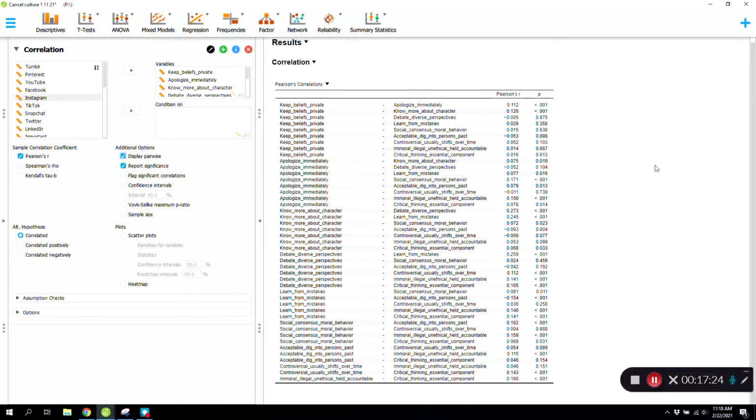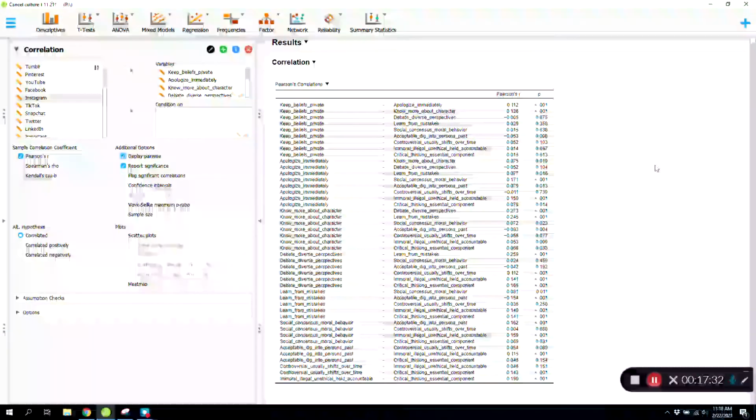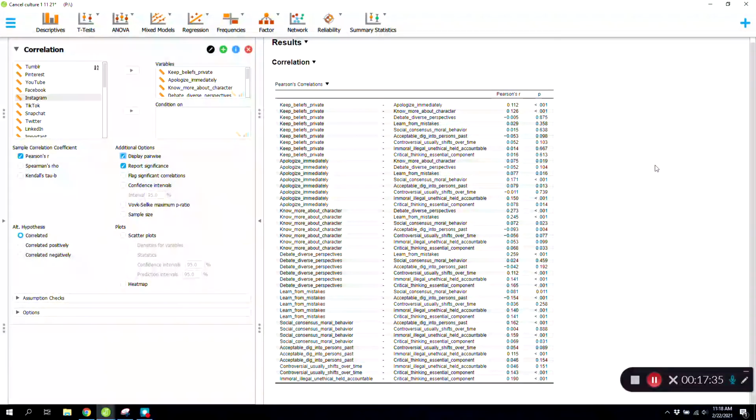As this one goes up, this one goes down. Now let's just find one here and I'll make an example for you. Here, negative 0.154, highly significant. It's acceptable to dig into a person's past. People learn from mistakes. As people believe it's acceptable to dig into a person's past, they believe less that people learn from their mistakes. As people believe they learn more and more from mistakes, they believe it's less acceptable to dig into a person's past. Do you see what I'm saying? They push against each other in a negative correlation. They push against each other. That's going to come up in this course.